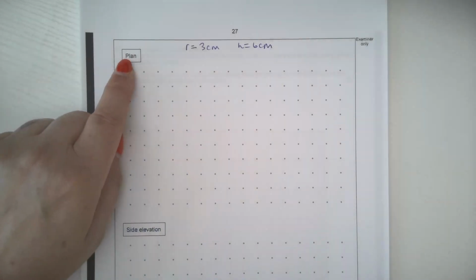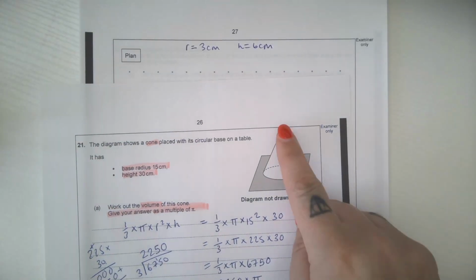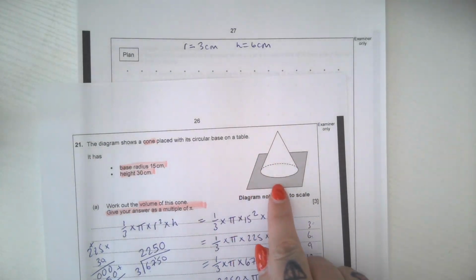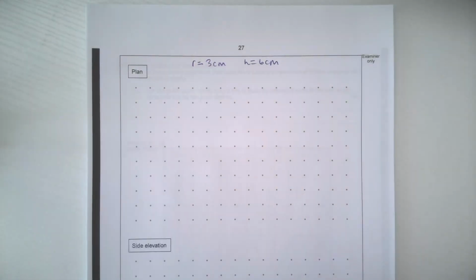Okay, so we're going to start with the plan. The plan is the view that you get of the shape when you're looking at it directly from above. So this is a cone. If we were to look at the cone directly from above, we're going to see a circle, a circle with radius 3 centimetres.